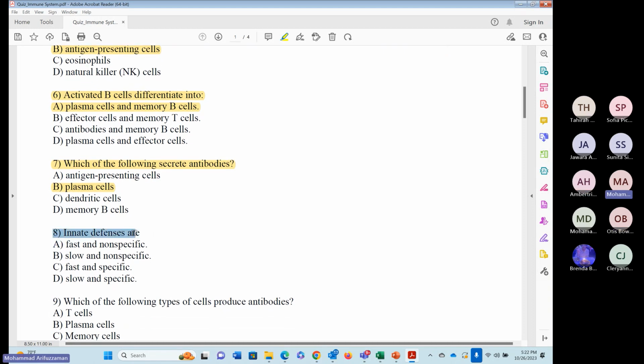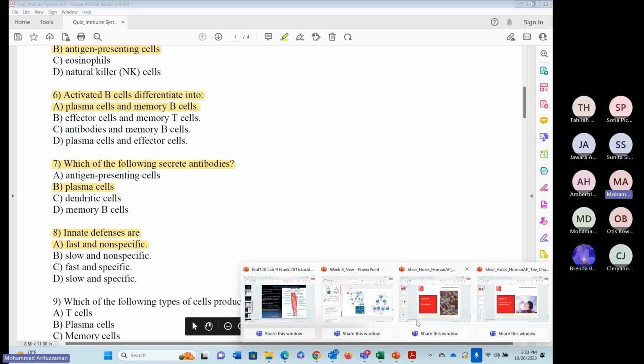Innate defense systems are a first and non-specific response. But the adaptive defense systems are specific, and slow. So the adaptive immune response is slow and specific.